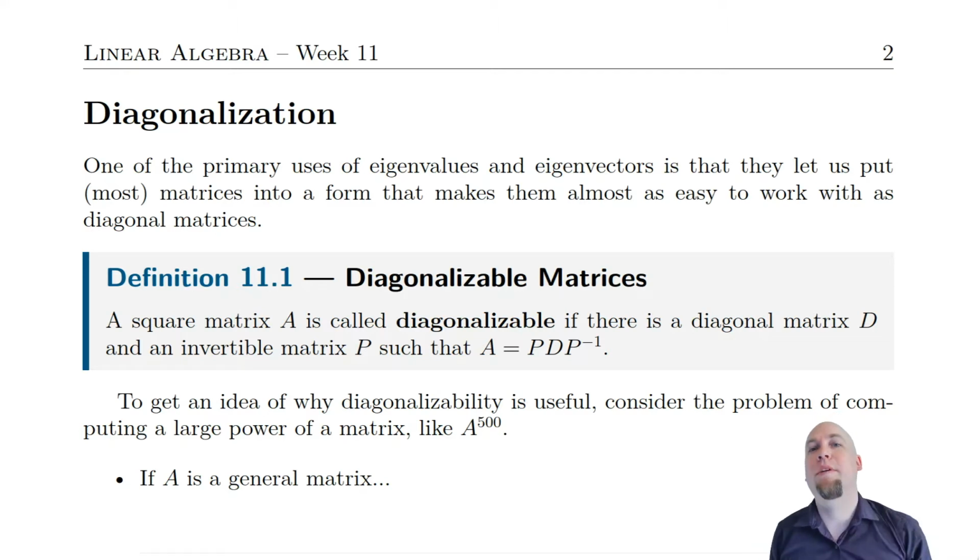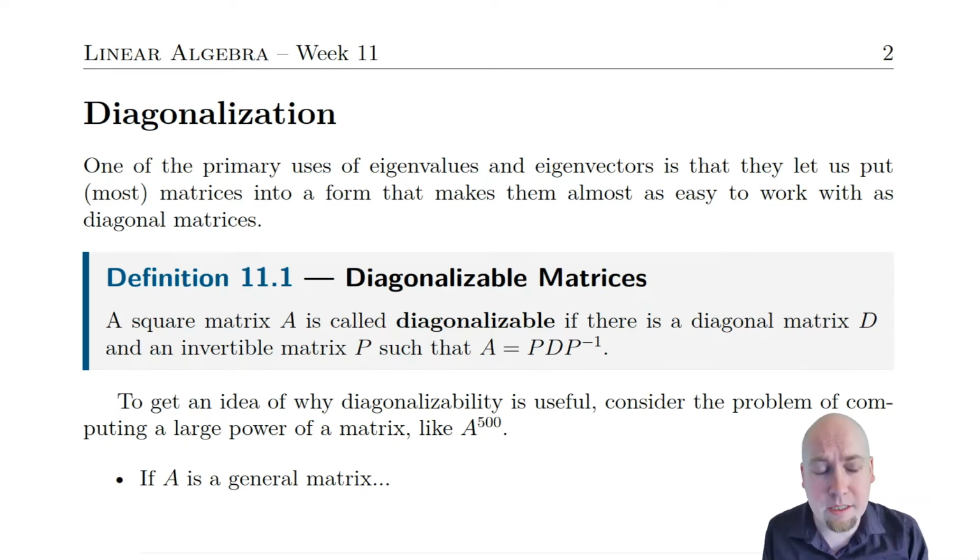In today's class, we're going to start talking about something called diagonalization, which is basically the punchline of this course. It's why we've done everything up until now. What diagonalization is, roughly speaking, is a way of letting us treat most matrices as if they were diagonal, or at least almost diagonal.